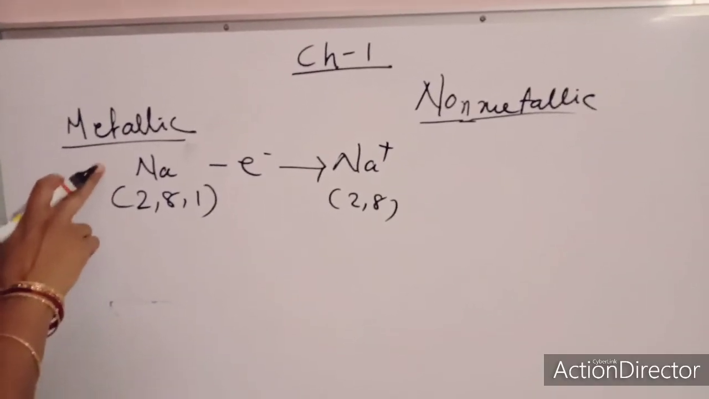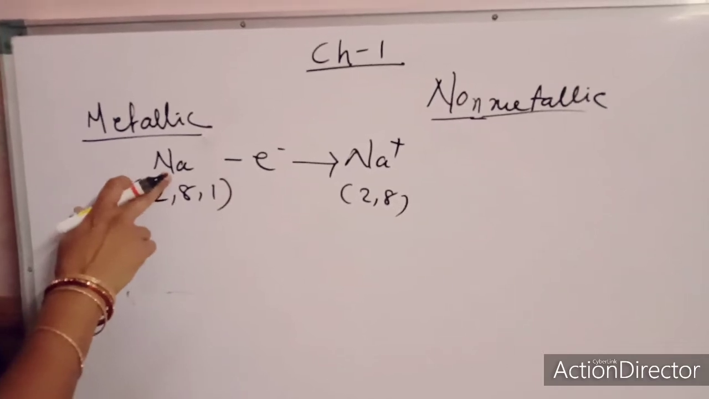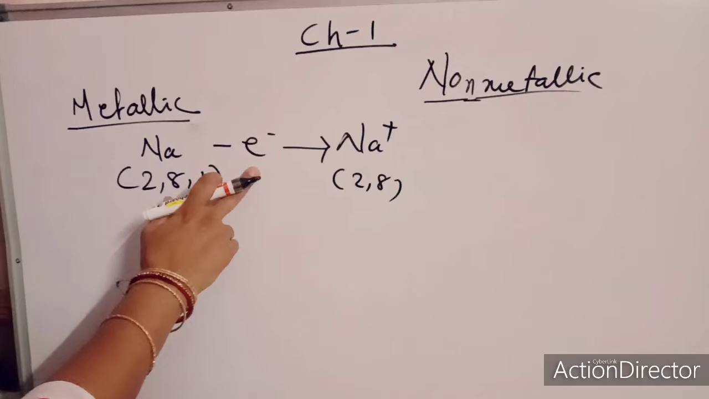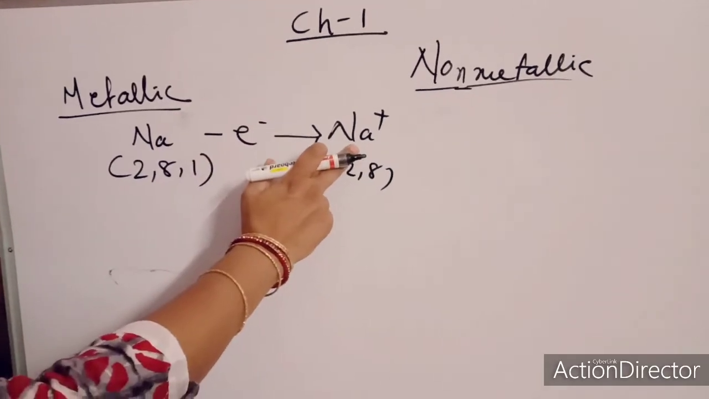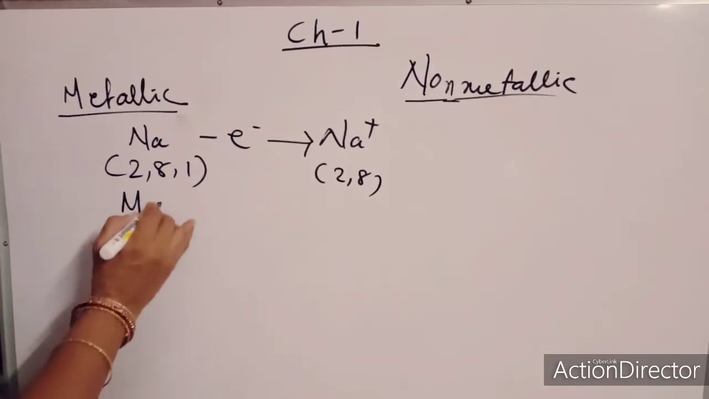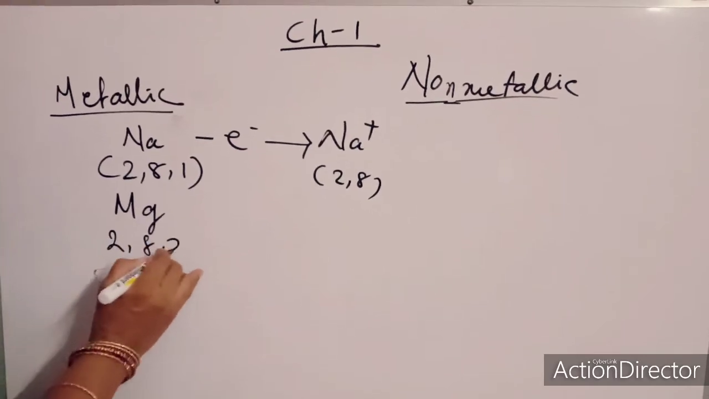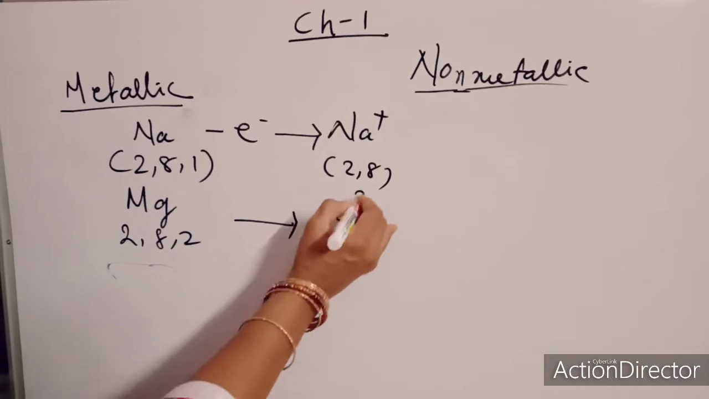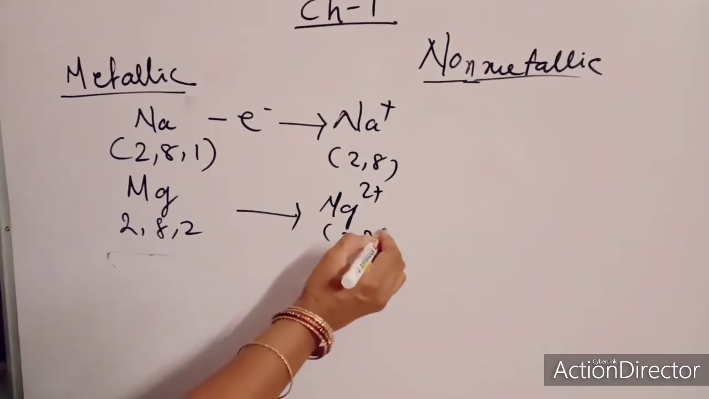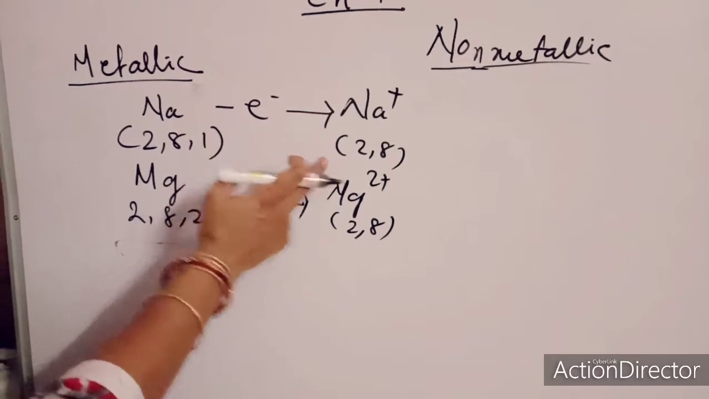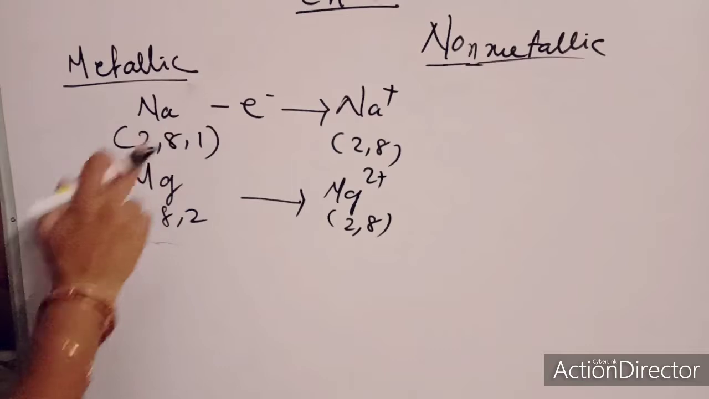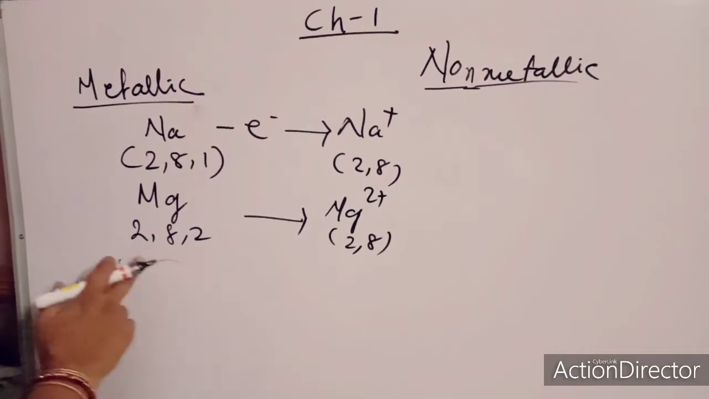As I said, sodium has 1 electron in the outermost shell. You can see the configuration 2, 8, 1, losing 1 electron to give a unipositive ion. Similarly, magnesium has electronic configuration 2, 8, 2, losing 2 electrons to give Mg2+ having configuration 2, 8. This is the stable state because there are 8 electrons in the outermost shell. This tendency is known as metallic tendency or metallic character.